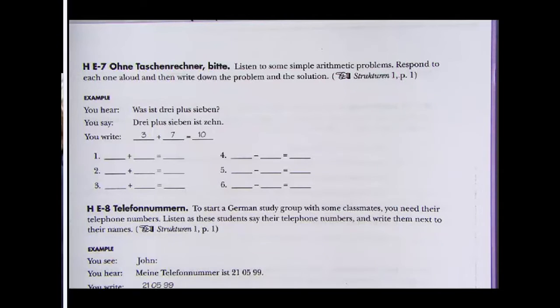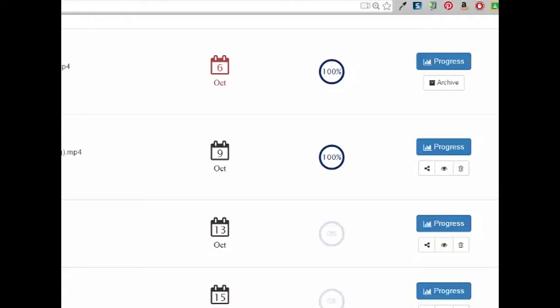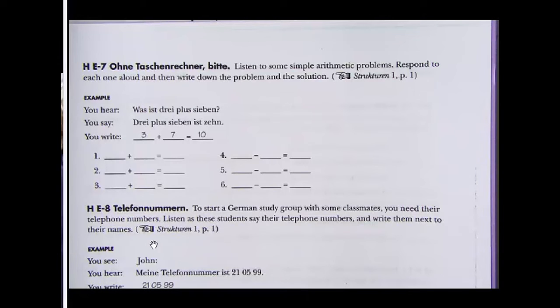E7. Ohne Taschenrechner bitte. Listen to some simple arithmetic problems. Respond to each one aloud and then write down the problem and the solution. Example. You hear, Was ist 3 plus 7? you say, 3 plus 7 ist 10. You write, 3 plus 7 ist 10.